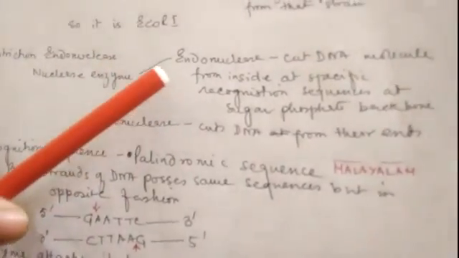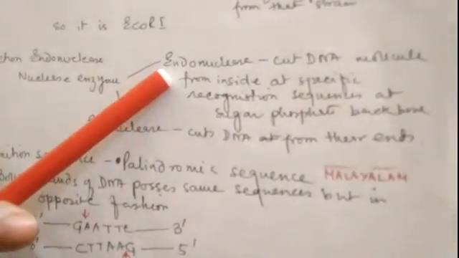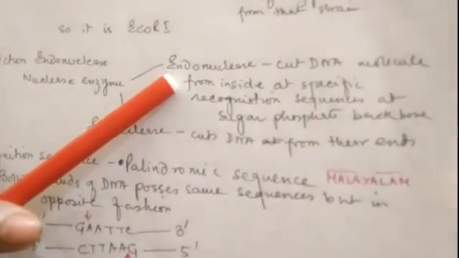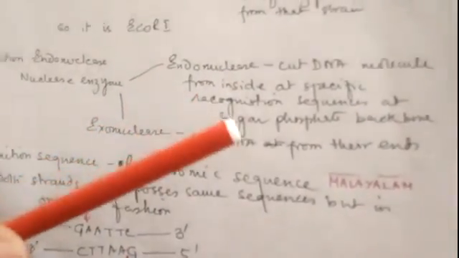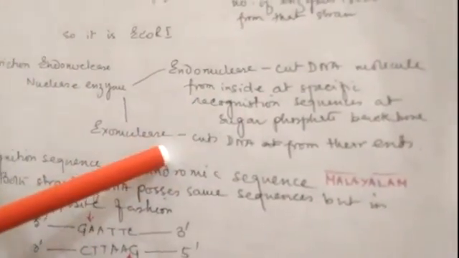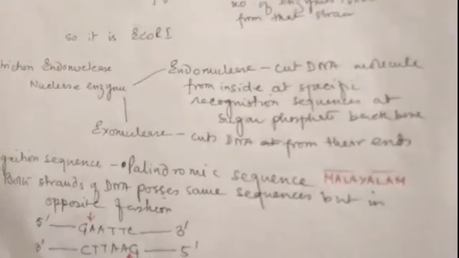Now according to the site where it cuts, we can divide it into exonuclease and endonuclease. Some of the restriction endonucleases cut within the intermediate position of the DNA, we call them endonuclease. Some of them cut at the terminal end of DNA, then we call it exonuclease. So according to the location, we can have two types of restriction nuclease. One is the endonuclease cutting DNA at intermediate position. Other is the exonuclease cutting DNA at the terminal position.